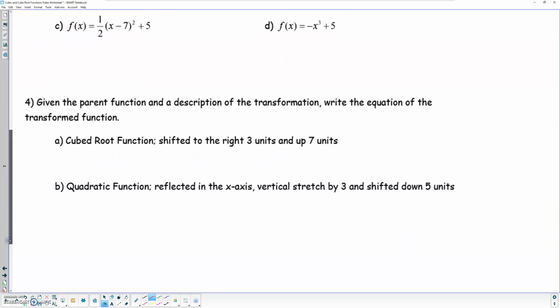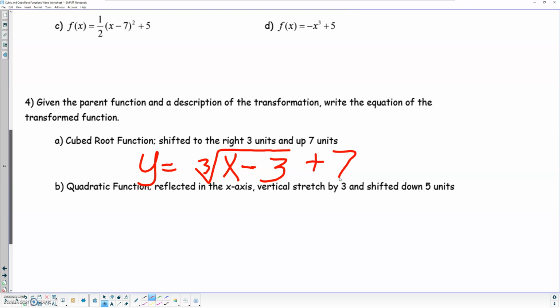All right, and then we'll quickly take a look at number 4. It says, given the parent function and a description, write the equation of the transformed function. Okay, so the cubed root function shifted to the right 3 and up 7. In order to shift to the right 3, we want to subtract 3 inside the function's argument or underneath the radical. And then to shift up 7, we just add 7 at the end.